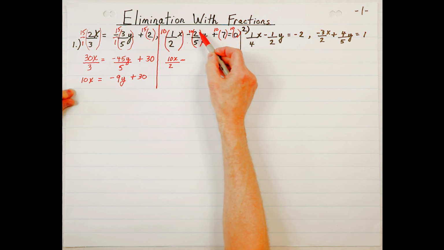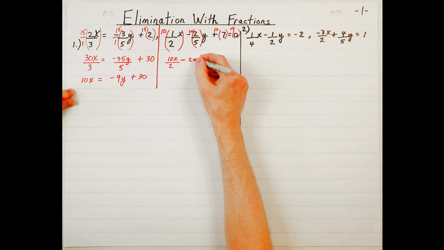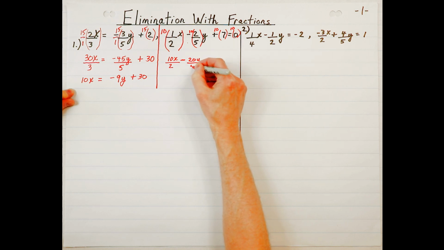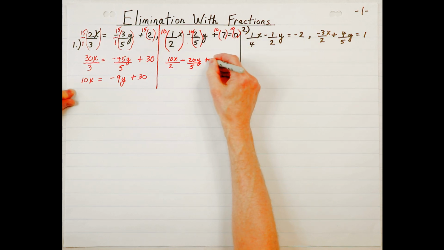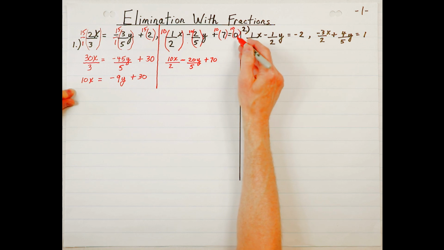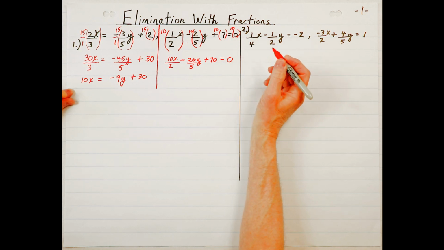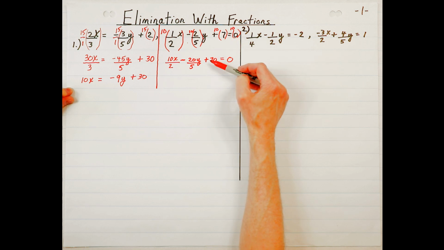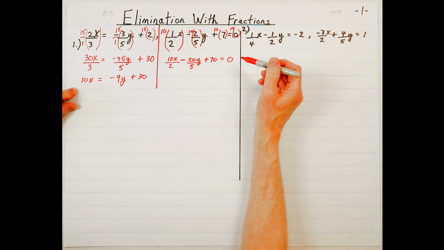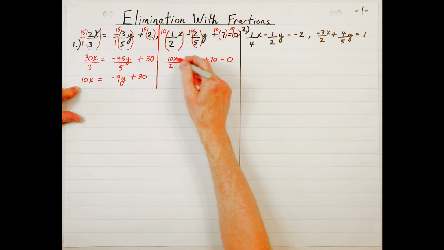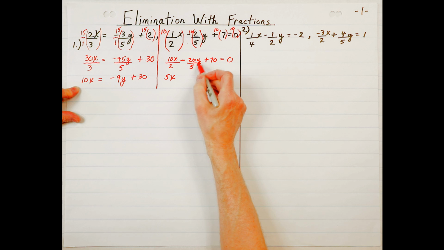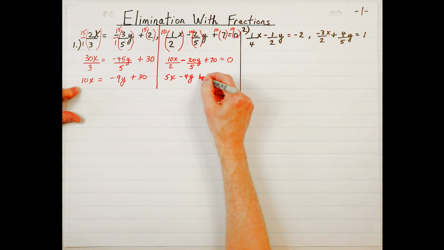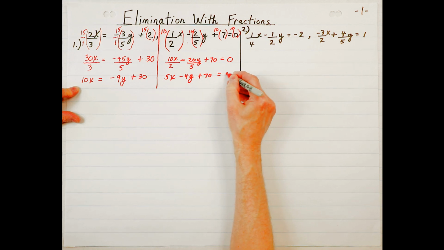Here, negative 10 times 2 is negative 20y over 5. 10 times 7 is 70, and 10 times 0 is 0. So we did the first 2 steps, and the last step, divide to eliminate the fractions. 10x divided by 2 is 5x. Minus 20y divided by 5 is minus 4y. Bring down 70. Bring down the 0.